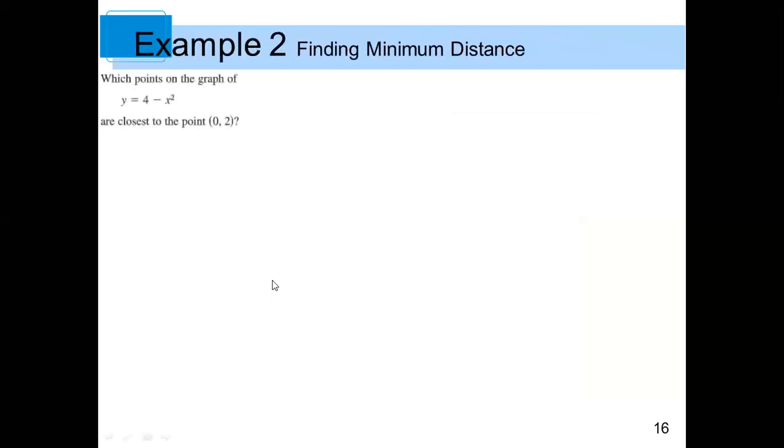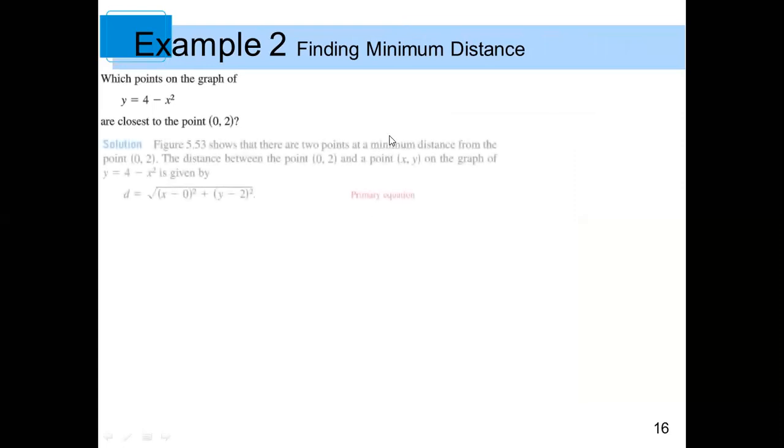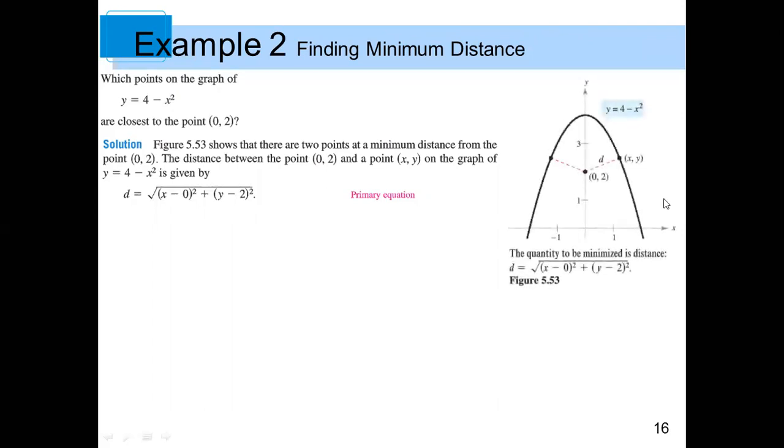So, at which points on the graph y equals 4 minus x squared are closest to the point (0, 2)? Now this is a situation where we're talking about points on a graph. There are no feet, there's not really units to it. So negative numbers would make sense in this problem. So this graph shows that there are 2 points at a minimum distance from the point (0, 2), because it's a parabola and it's symmetric on either side of the point (0, 2).